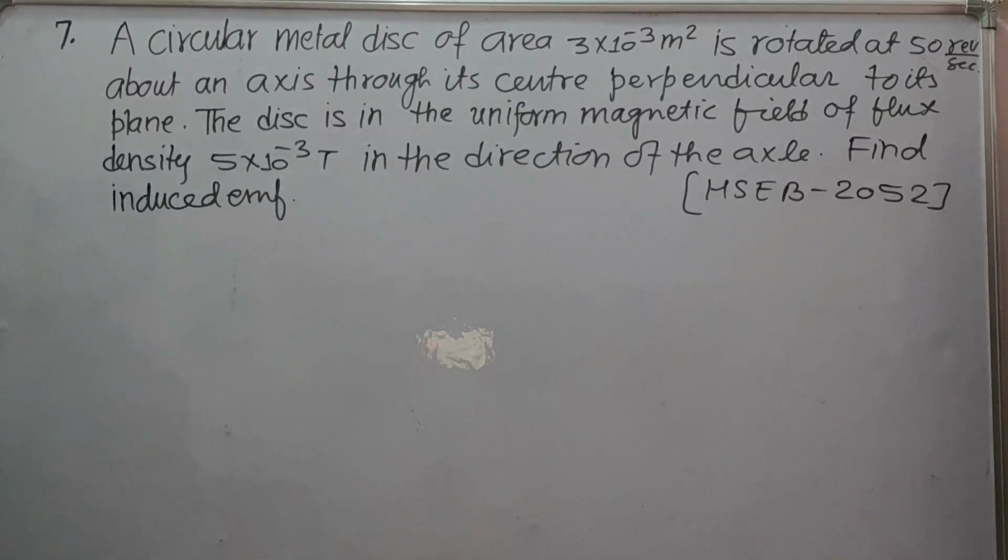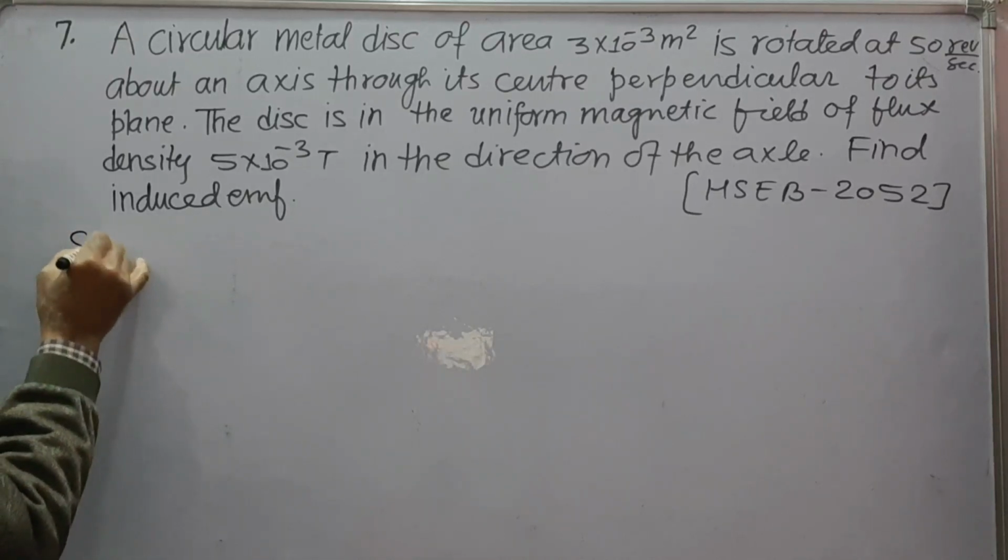Next, question number 7. A circular metal disc of area 3 into 10 to minus 3 meter square is rotated at 50 revolution per second about an axis through its center perpendicular to its plane. The disc is in the uniform magnetic field of flux density 5 into 10 to minus 3 Tesla in the direction of the axle. Find the induced EMF. Solution.